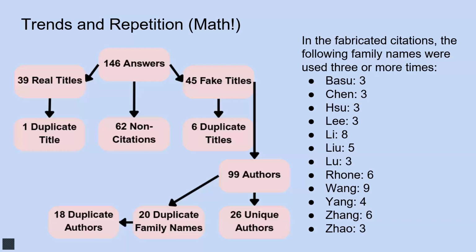And in the fake titles, there were 99 authors, 26 were unique, 20 had family names that were duplicated, and 18 were duplicate authors altogether. You may notice that in the middle section, Li, Leo, and Lu were used cumulatively 19 times. And Wang was used 9 times, and Zhang and Zhao were used cumulatively 9 times. Basu and Roan were both used 3 times, but that was because that was 3 duplicate authors on one title.